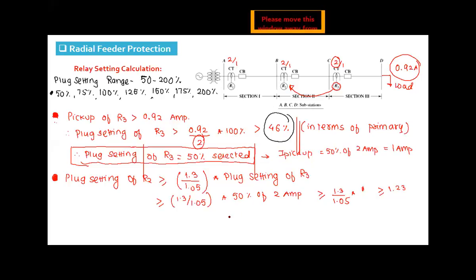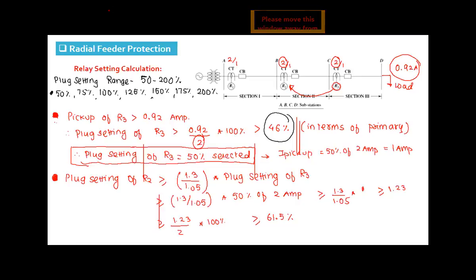1.23, and divide it by, to convert it into percentage, we have to divide by the CT primary, because we have to find the percentage. So 1.23 divided by R2's CT primary, which is still 2, into percentage. So that is 61.5. So plug setting of R2 should be greater than 61.5.